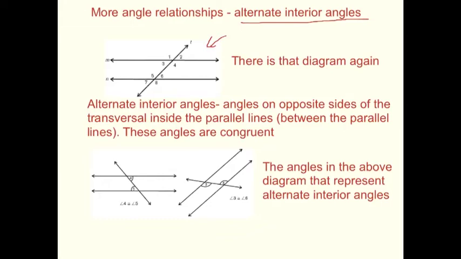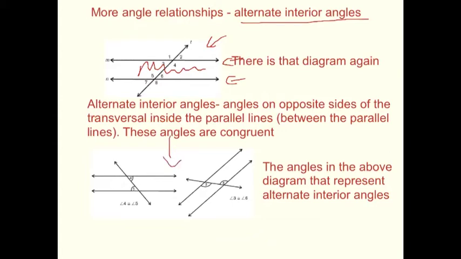So when I say inside the parallel lines, I think about the parallel lines as slices of bread. So if I look at the slices of bread, my peanut butter and jelly or my roast beef is going to go inside the bread. So the interior angles are going to be the angles that are inside the bread. That would be 3, 4, 5, and 6. Alternate interior angles would be interior angles that are on opposite sides of the transversal.